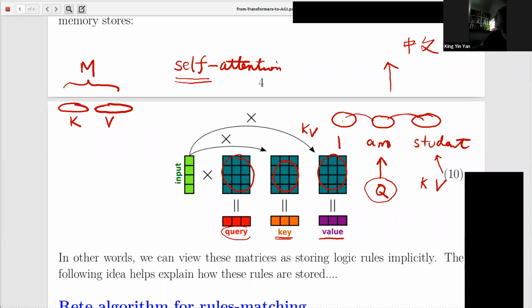For each of the other words, for example the word "I", there's a key and value. For "student", there's also a key and value. I use the query to match the key, and if it's the closest, then I return the value. So there is actually some memory between these words. Then I look them up and find the value for the word being queried. But you have to look at this vertically.